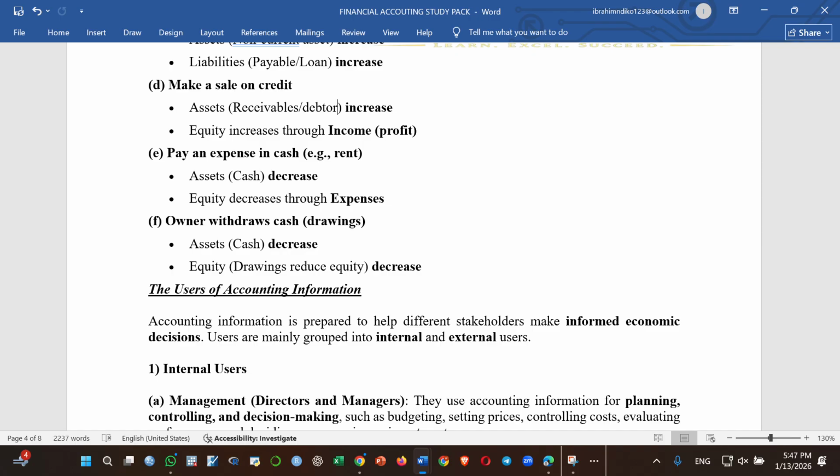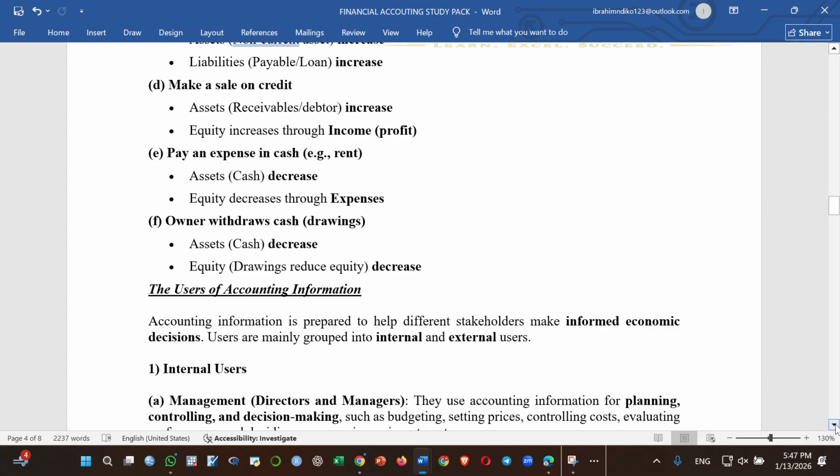Then pay an expense in form of cash. So when you pay an expense, your cash will do what? It will reduce because you are paying. Then remember, expense will do what? Equity will decrease through the expense.